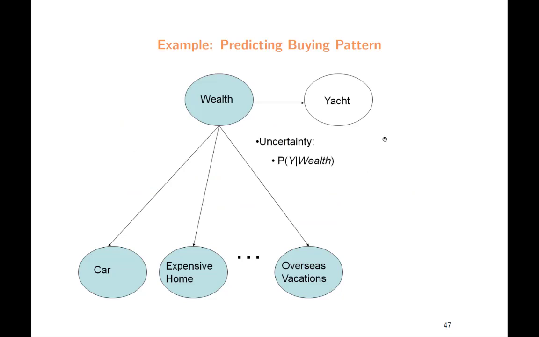So if we know the wealth of a person, we can predict the probability that this person is interested in buying a yacht. And maybe we say, okay, there's no other really important input, and the wealth of the person can have an effect on other things. So maybe you cannot measure the wealth directly, but you might know what car the person owns, if he has an expensive home, if he does a lot of overseas vacation.